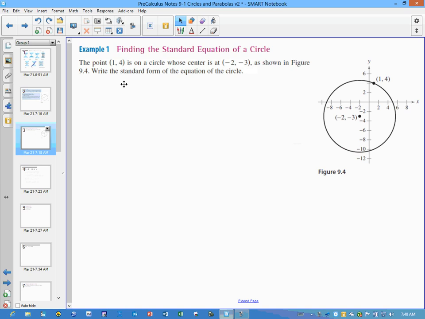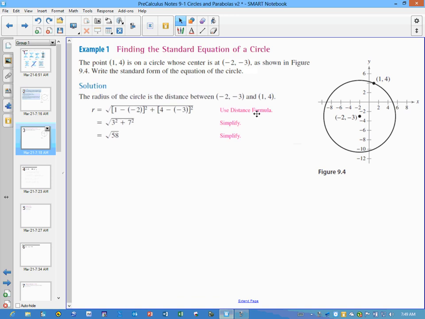So like we said before, all we need to know is the center and the radius. They've given us the center. So to find the radius, we simply look at the distance from the center to the edge of the circle. In other words, what is the distance between these two points? Well, luckily we have a nice little distance formula for that.